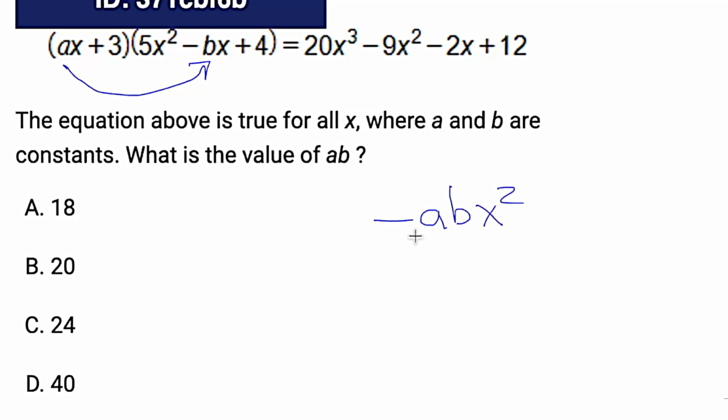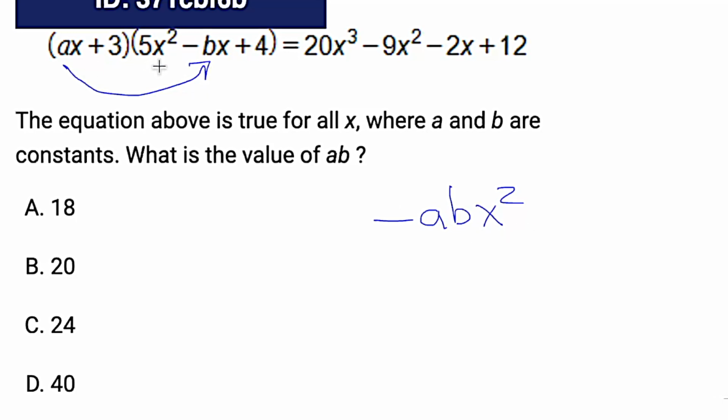Now, because AB is attached to x squared, we want to pull out everything else that is attached to x squared, because by definition, all of the terms that are at the same degree, whether it be x to the third, x squared, just x, or no x's, just a constant, they all have to be equal to each other. So I'm just going to extract things that are attached to x squared.